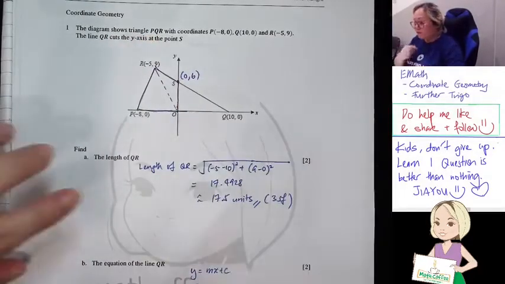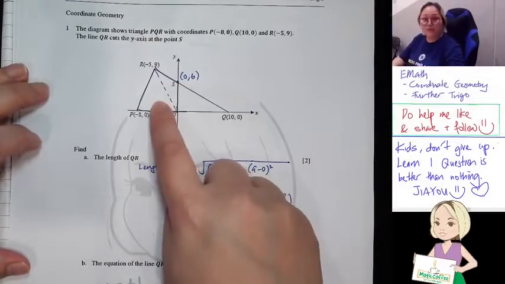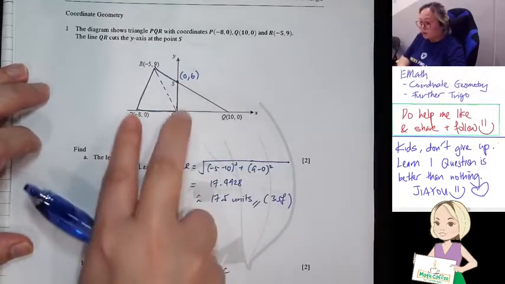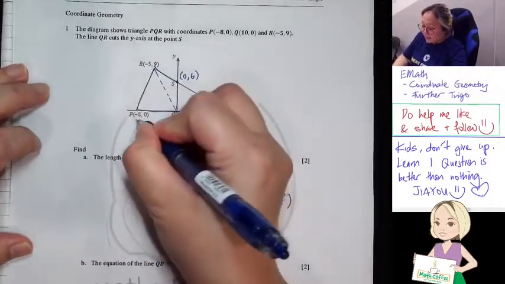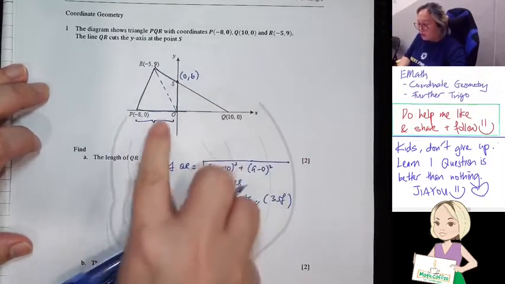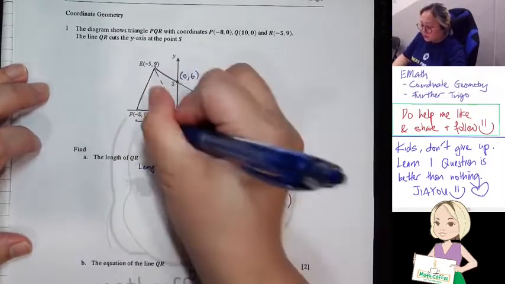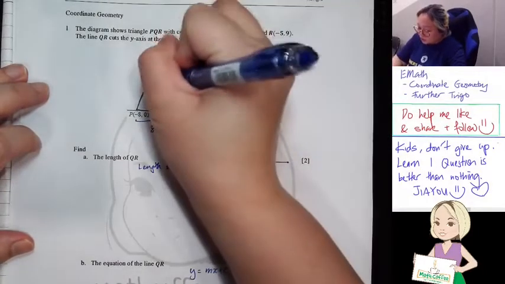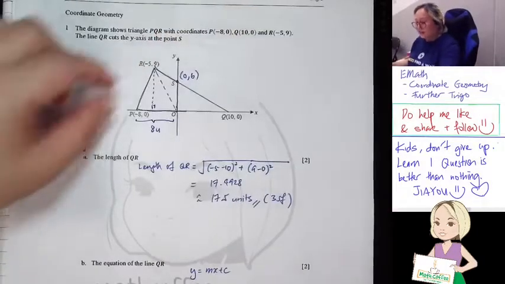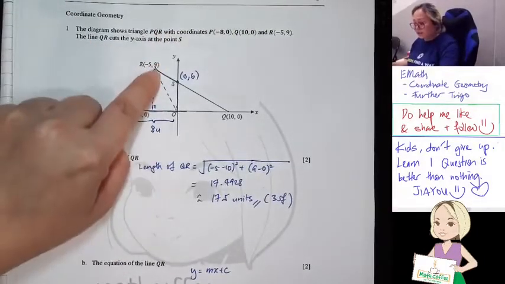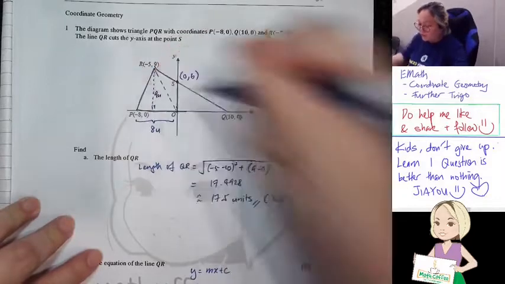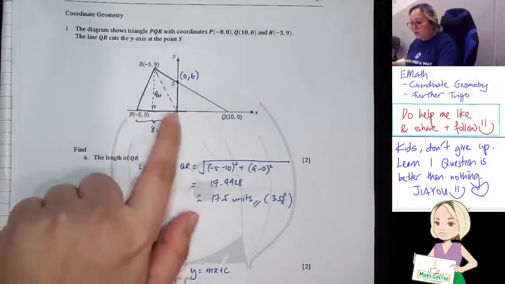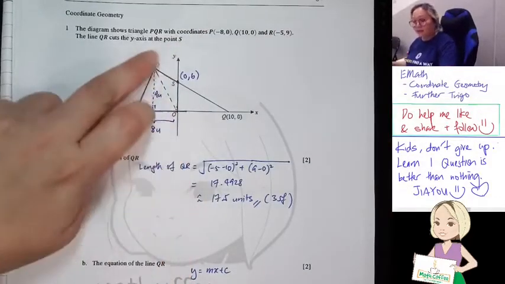For me, I cut these 2 triangles. I also can find this base. From here to here, from minus 8 to 0, this is 8 units. And then you draw the height. And this height, look at the y coordinate, is 9. So this is 9 units. So the first triangle POR is half times 8 times 9.